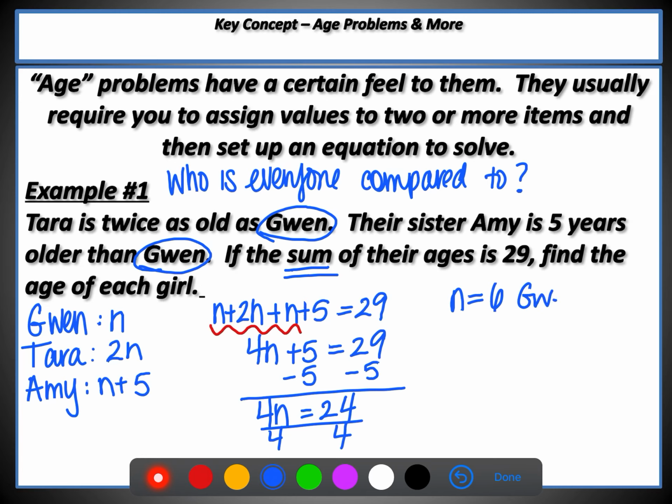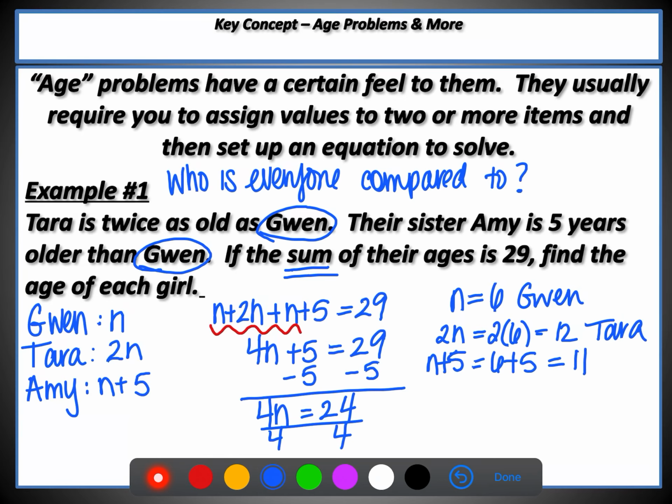n equals 6. So that's Gwen. So that means 2n is 12. That's Tara. And n plus 5 is 11, that's Amy. And those are the ages of our 3 girls. So always figure out who they are compared to, and that is your starting point.